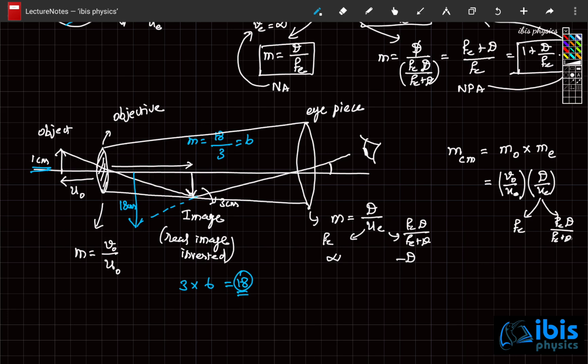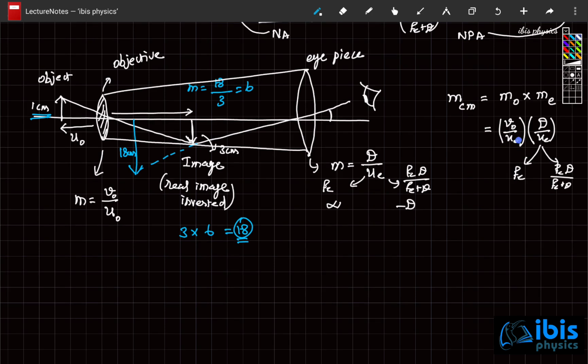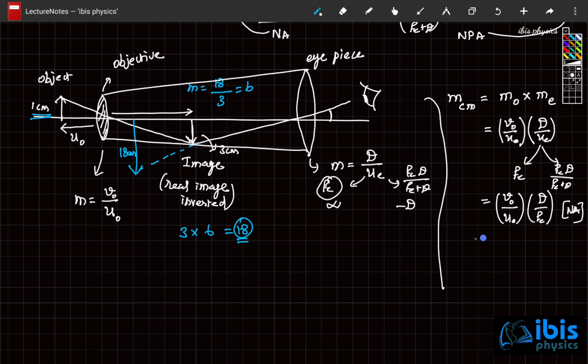That means the magnification in the case of normal adjustment. In normal adjustment, as we said, UE must be equal to FE. So the magnification produced by a compound microscope in the case of normal adjustment is V0 by U0, which we cannot do anything about, into D by FE. This is the magnification of a microscope in the case of normal adjustment.